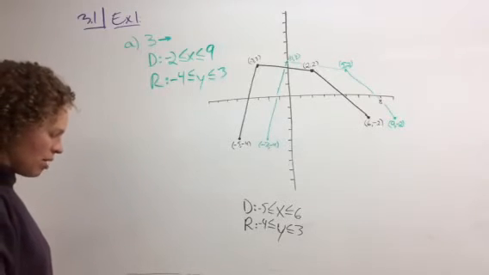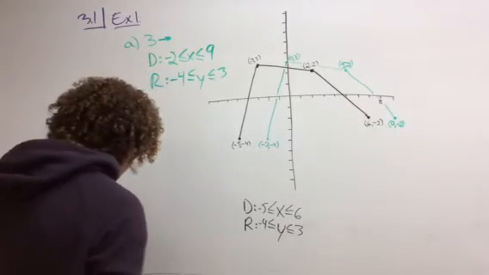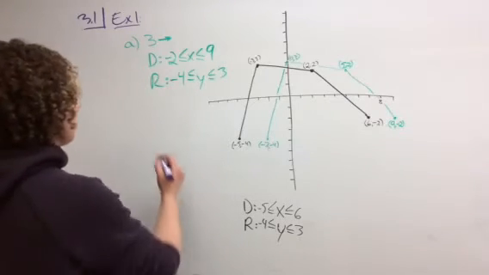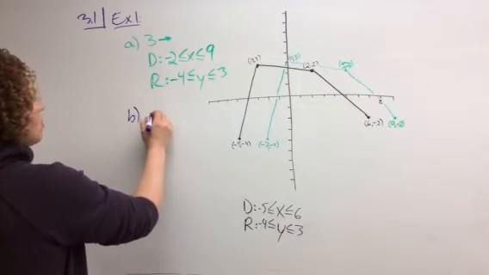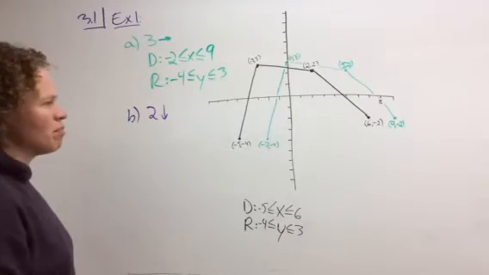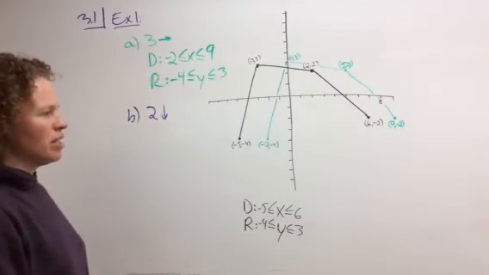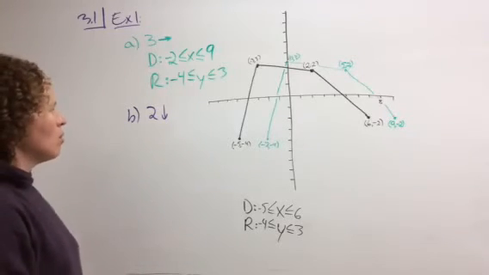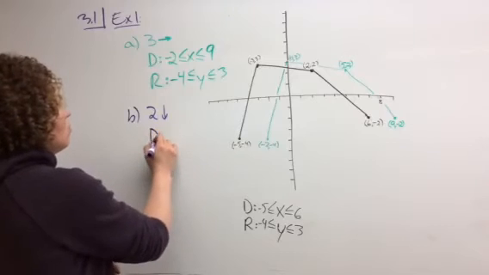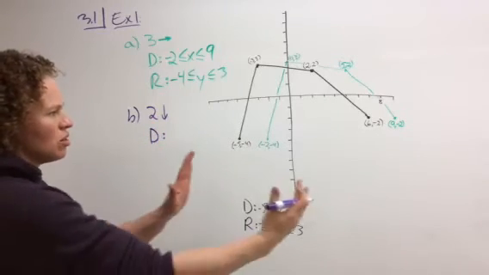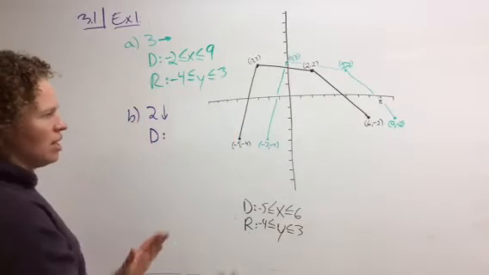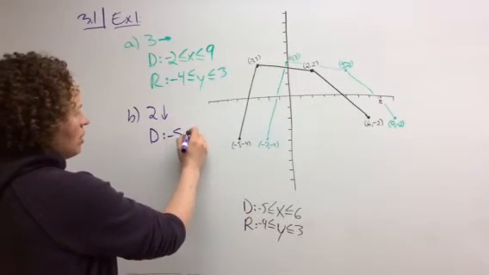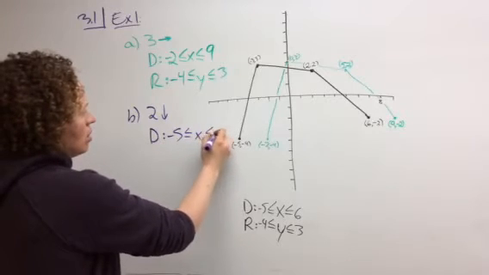Next part here, B says a translation of 2 units down. So for B, we're going to go 2 units down. They're not asking us to use algebra or anything, they're actually asking us to physically move the graph that far. What you might note is that the domain's not going to change, is it? Because we're not shifting it this way now, we're just shifting it down. So the domain is going to be the same as the original, which is -5 to 6.